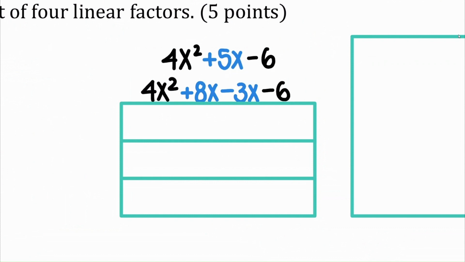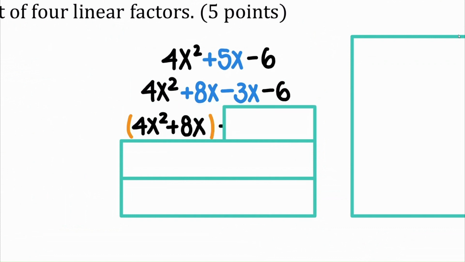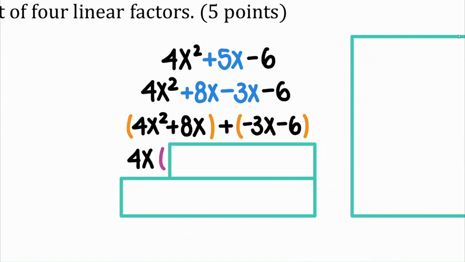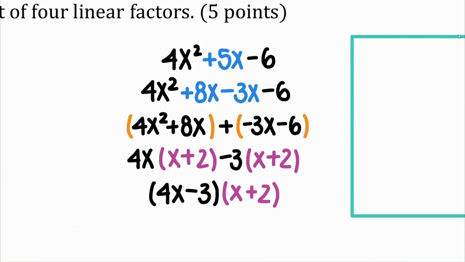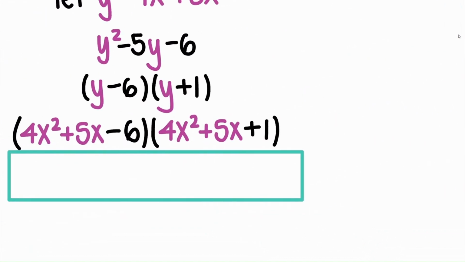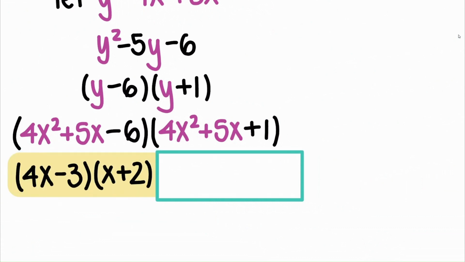We use those factors of negative 24 to split up the 5x. From here we factor by grouping, so we group the first two terms together and the last two terms together, and factor out the GCF. The first one gives us 4x times x plus 2, and in the second one we have negative 3 times x plus 2, giving us our final answer of x plus 2 times 4x minus 3. So that gives us our factors for the first one: 4x minus 3 times x plus 2.